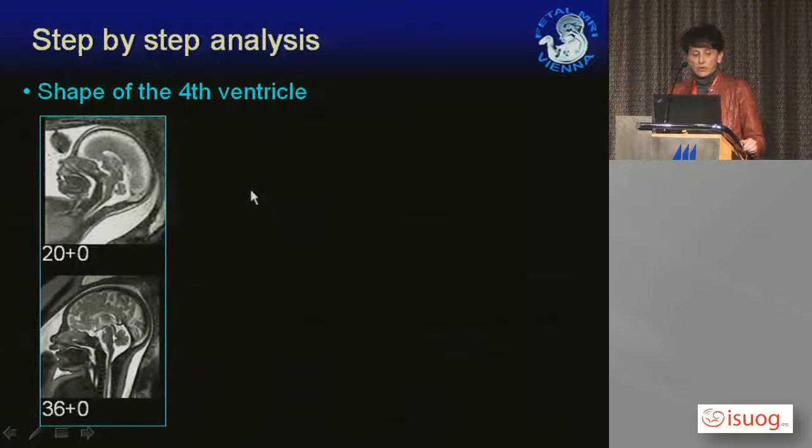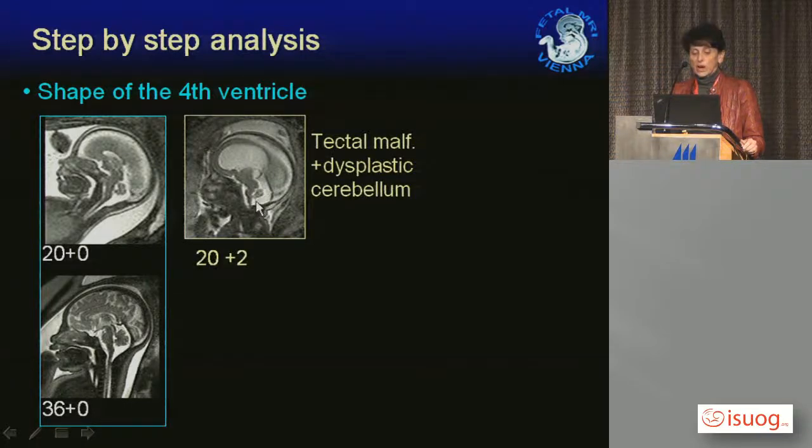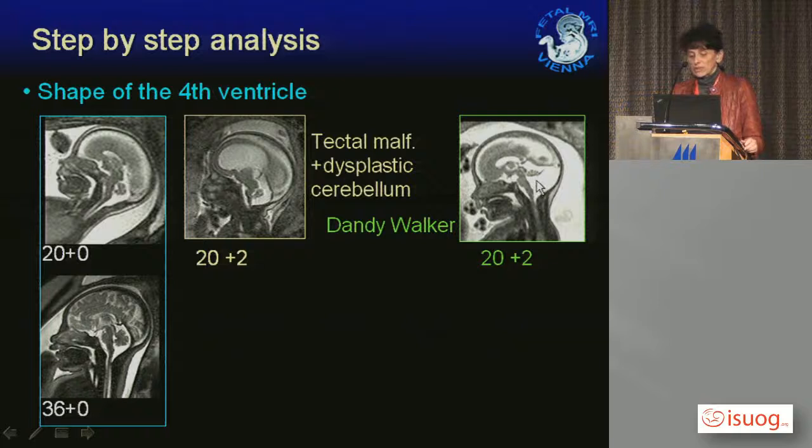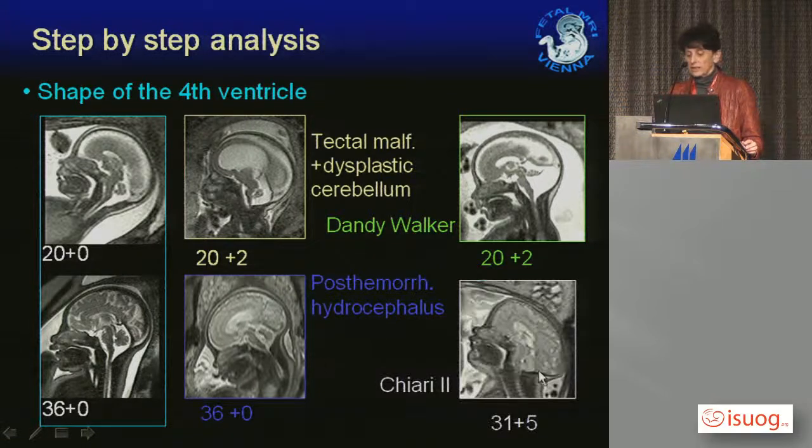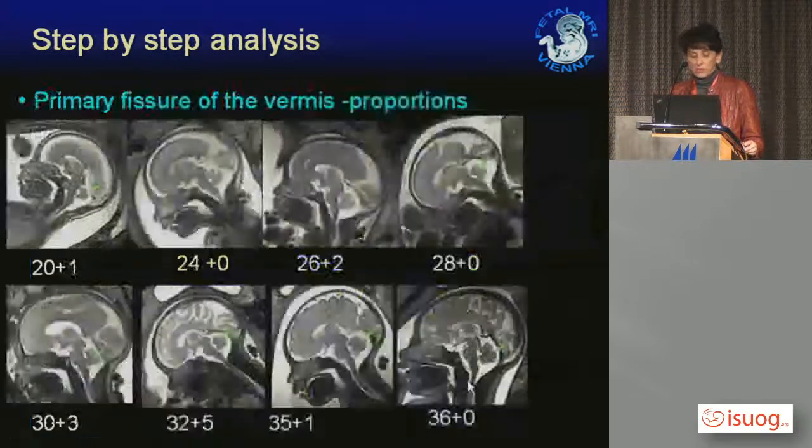The shape of the fourth ventricle. These fourth ventricles in gestation week 20 and 36 are of normal shape. Here you have a tectocerebellar malformation with a dysplastic cerebellum, and therefore the fourth ventricle does not look as it looks in the normal case. And here, of course, it is not normal because it is corresponding to the cyst. And here we have post-hemorrhagic hydrocephalus leading to a wide fourth ventricle, which is also here with a very steep fastigium, and in the Chiari 2, it may be very small.